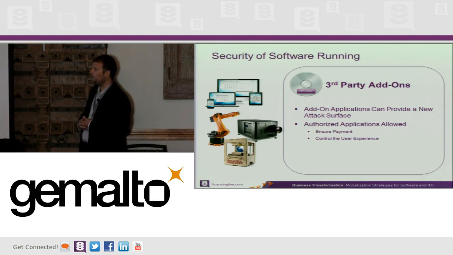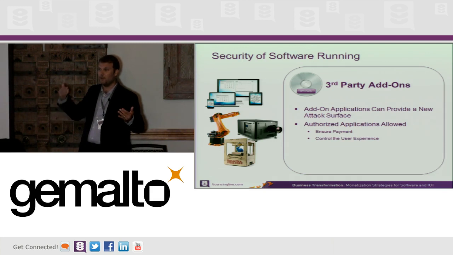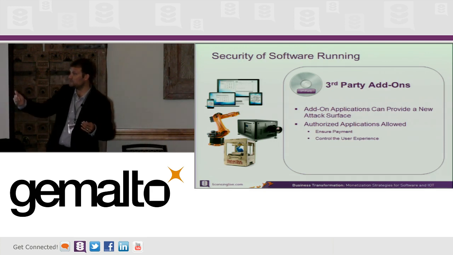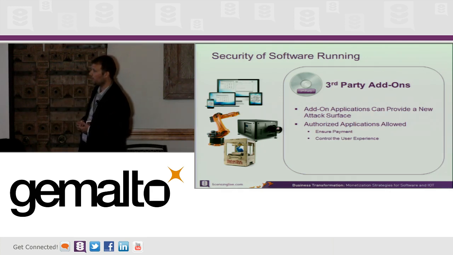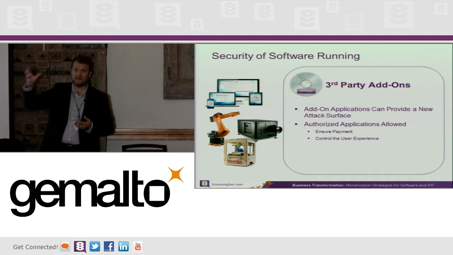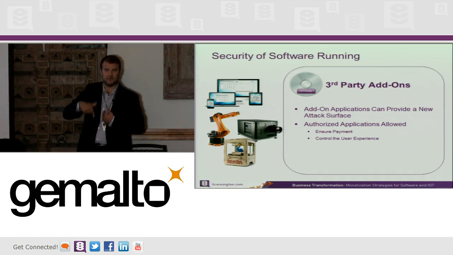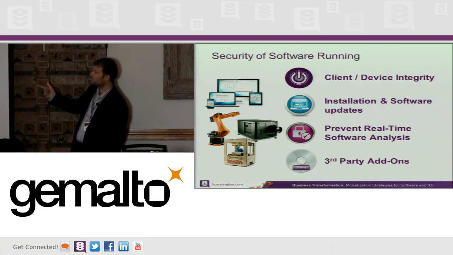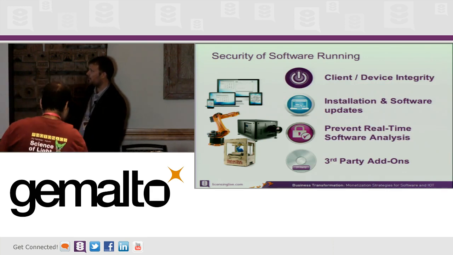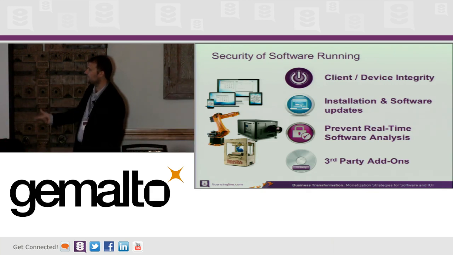So how do we provide an environment or an ecosystem where those who are adding applications to your client or your device get the same level of security you yourself are using? And in addition to that, how do you authorize that, hey, I'm going to get paid before a third-party person puts their application on my device? I want to control that experience. So those are the security concerns and challenges for software running on a device. These four things: the client device integrity, installation and software updates, preventing real-time software analysis, and third-party add-ons.